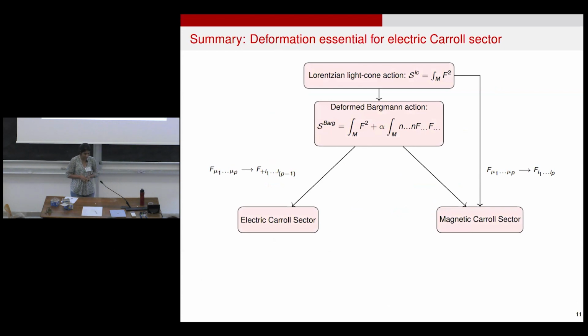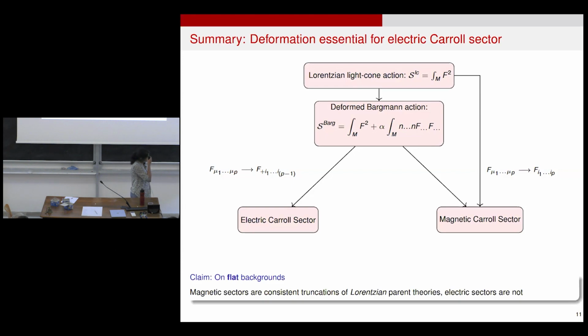We see that for the magnetic sector, we don't need to deform the action. We can simply start from a Lorentzian light cone action and do this sort of a truncation and get the correct magnetic Carroll theory in one lower dimension. But for the electric sector, we need to deform the action, and only then we get to the correct electric Carroll sector. So what is special about the magnetic Carroll part?